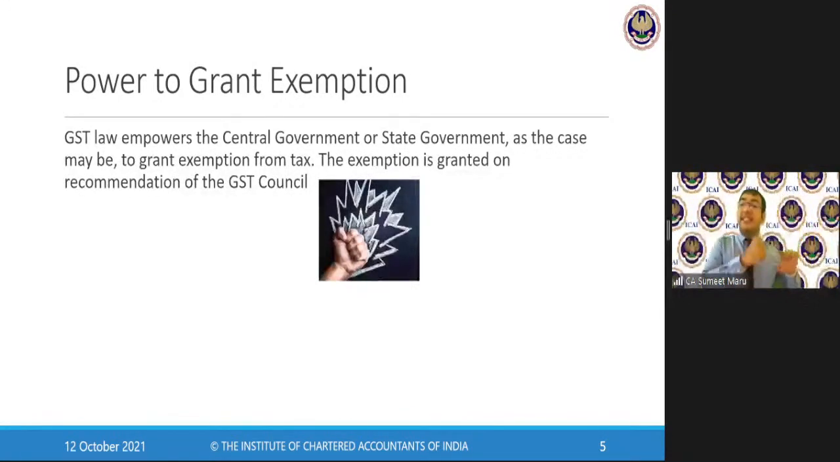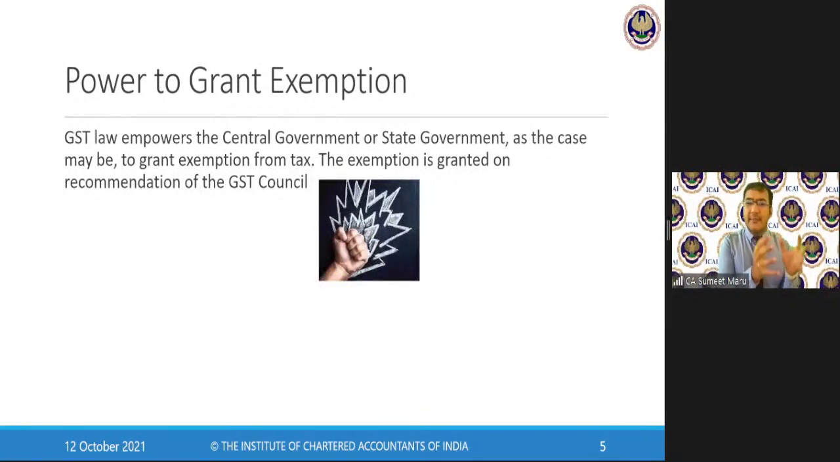Only and only if the GST Council recommends it, then and only then can the central government or the state government, as the case may be, give an exemption. So this is most important: the recommendation should be passed by the GST Council. You must have seen that every month there are meetings of the GST Council. The GST Council comes and they meet here.